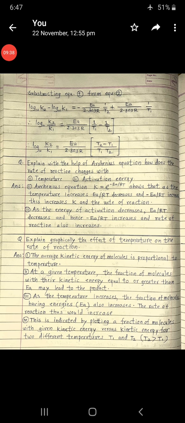Now, the average kinetic energy of a molecule is proportional to temperature. At a given temperature, the fraction of molecules with their kinetic energy equal to or greater than EA may lead to the product.